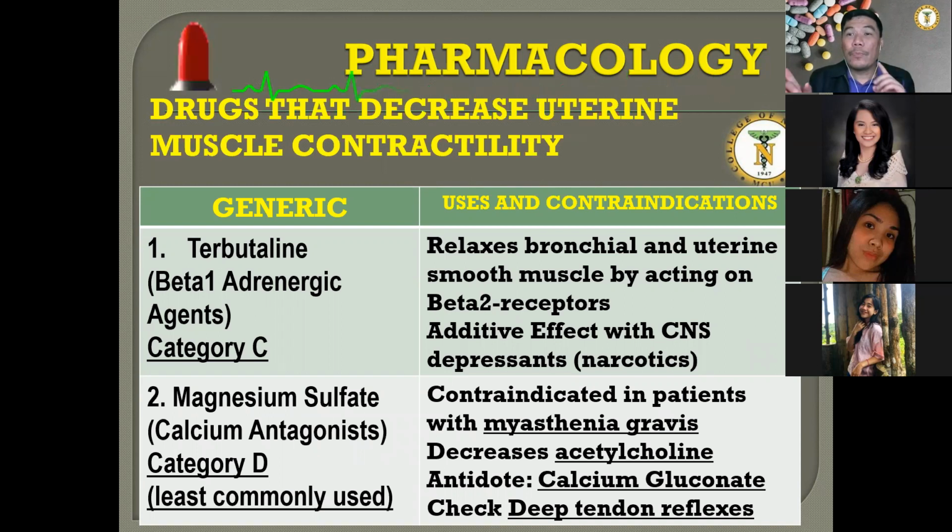And usually, if you have studied the checking of reflexes, when you are about to give magnesium sulfate, you must take into consideration the checking of DTR, or deep tendon reflexes. Class, always bear this in mind. This will somehow appear in the board exam. Now, if there is a negative deep tendon reflex, don't administer magnesium sulfate. Why? Because if you administer magnesium sulfate, there is a possibility that the mother will be paralyzed.